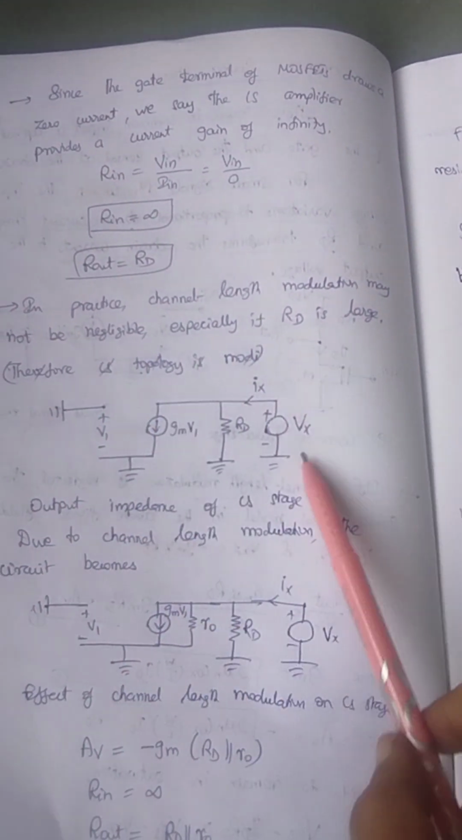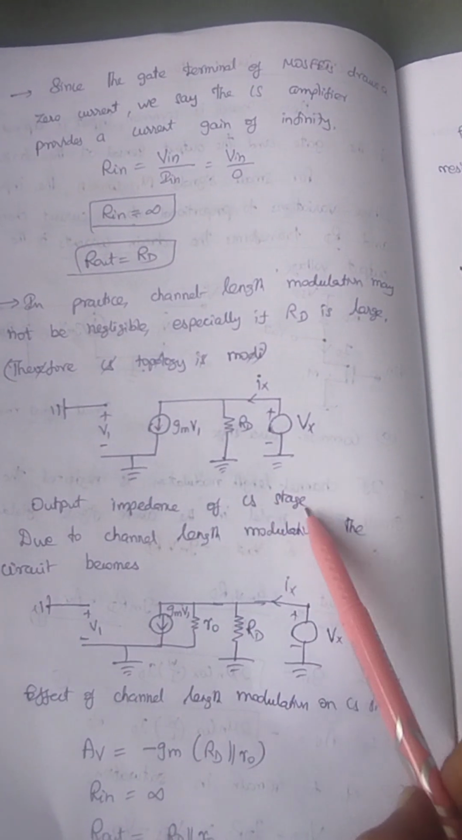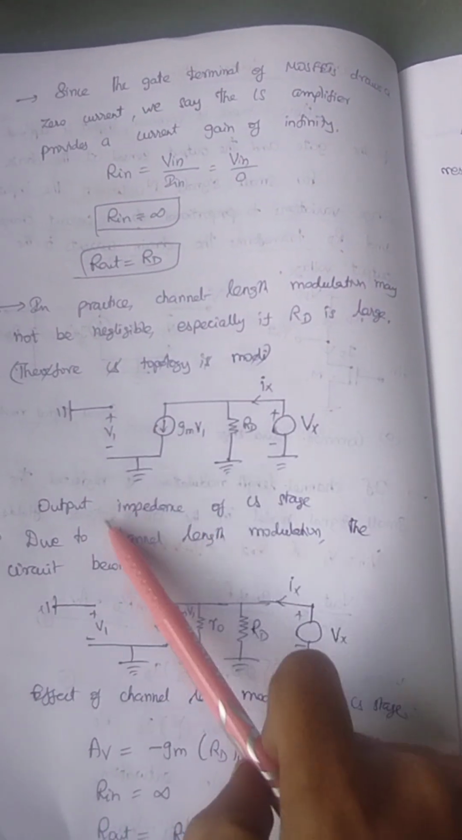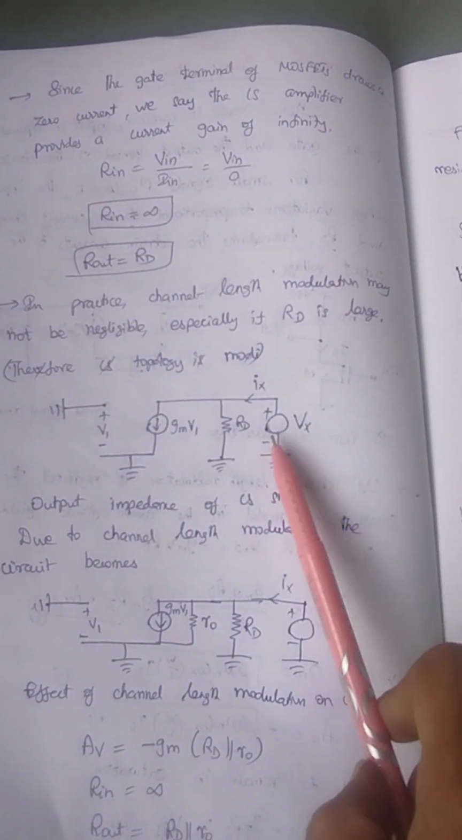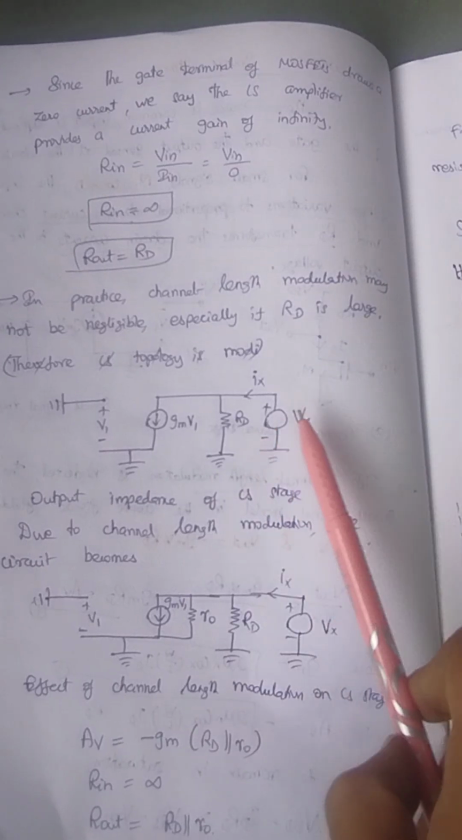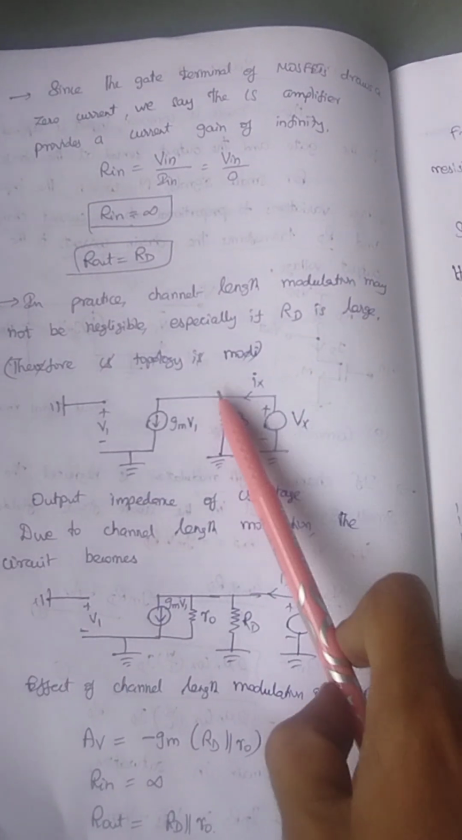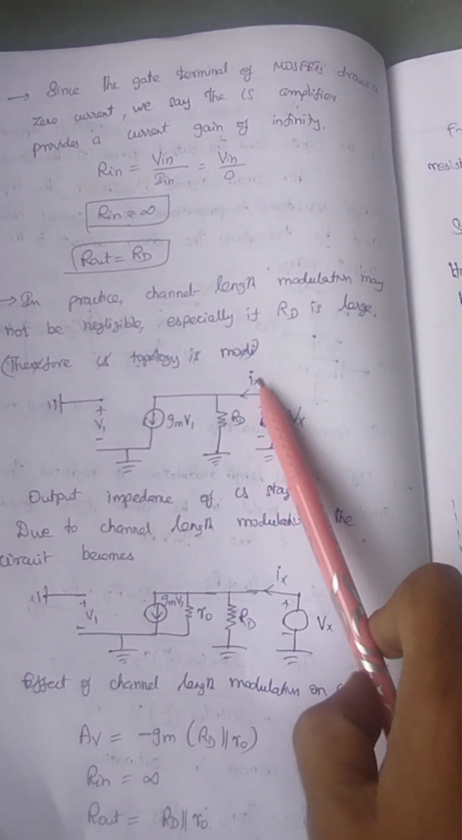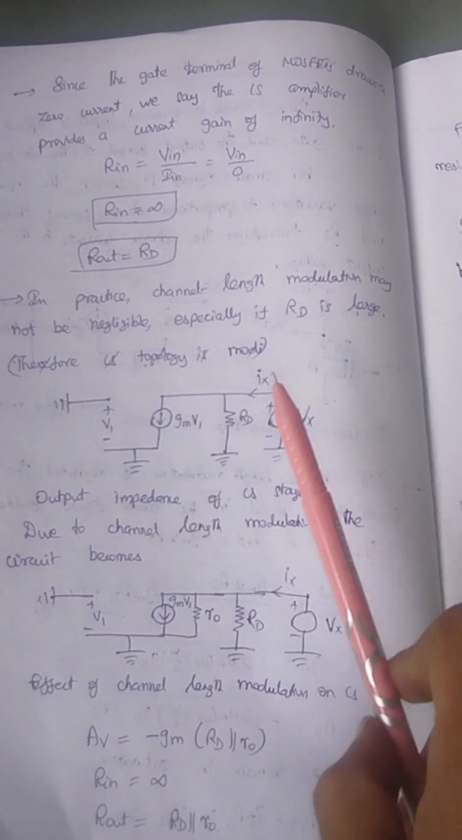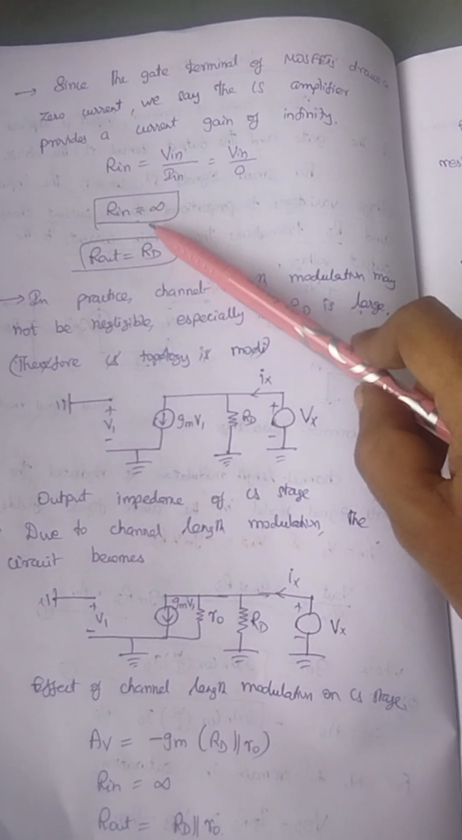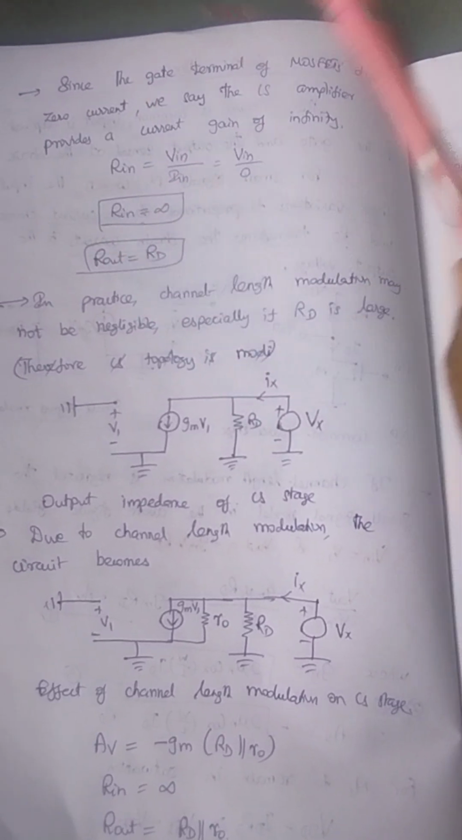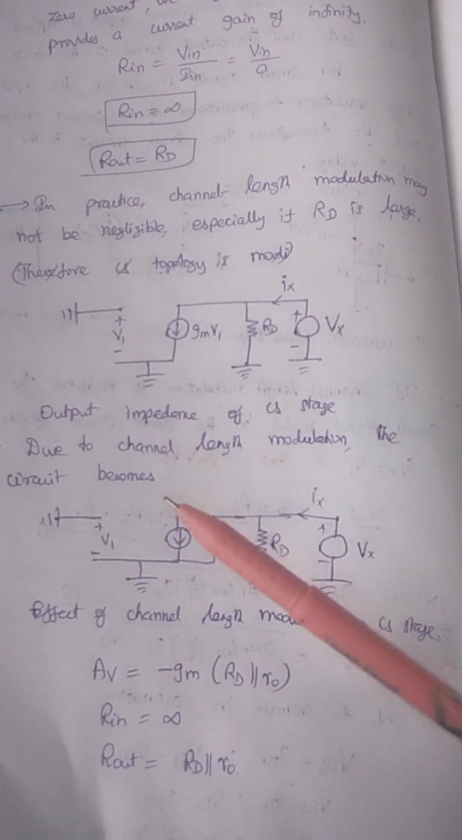This diagram shows the output impedance of common source stage. To find output resistance we make the gate voltage 0, and we apply some test voltage Vx at the output side, and from this we can measure Ix. This is the diagram for output impedance of common source stage. So these two equations represent input resistance, or input impedance, and output resistance, or output impedance.